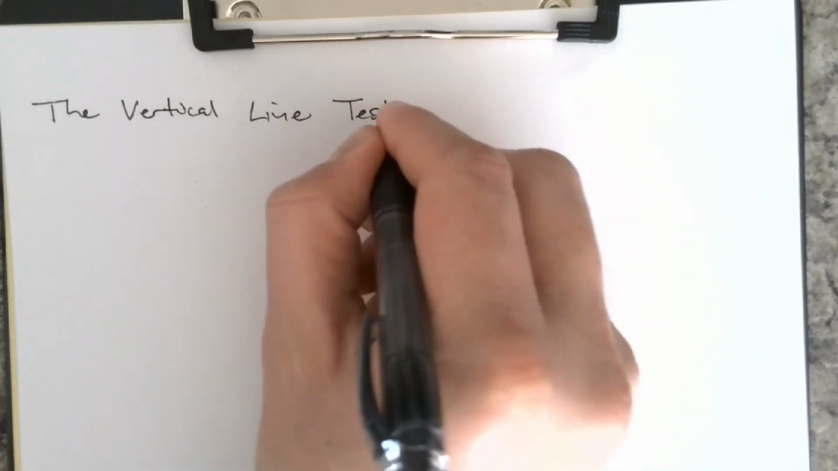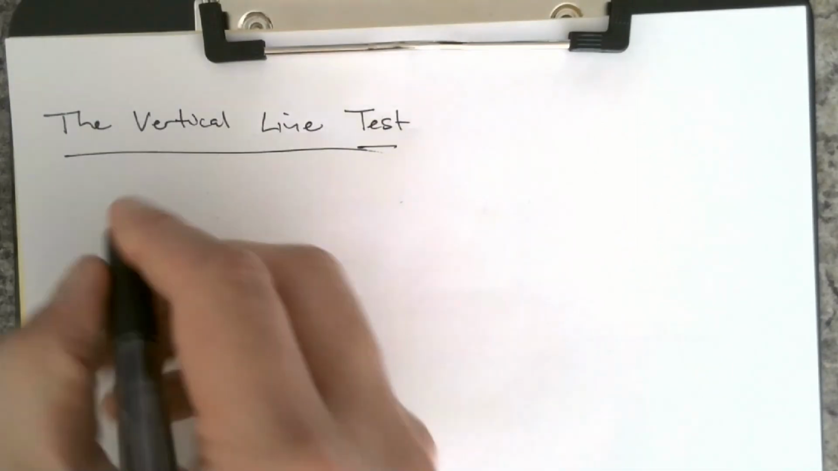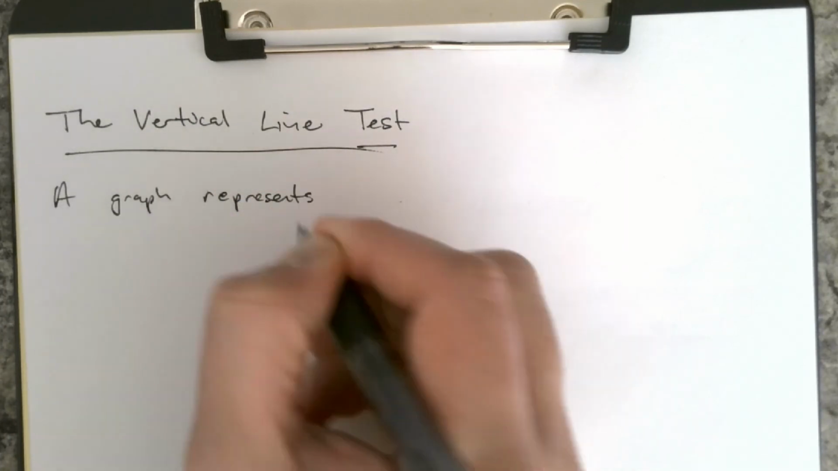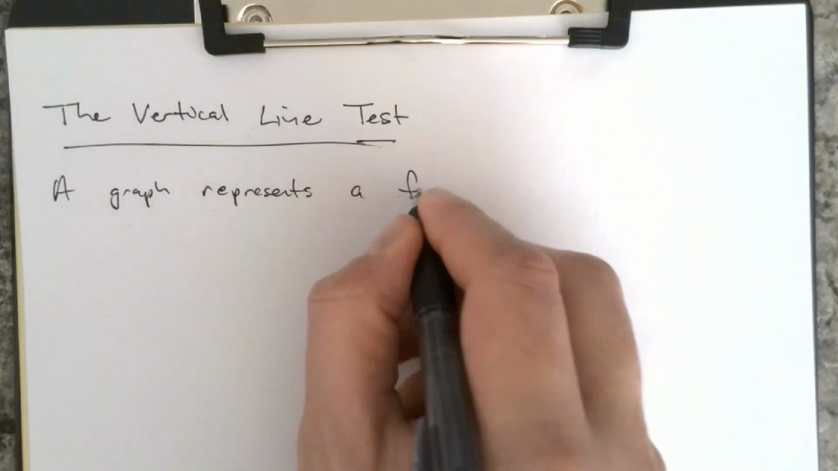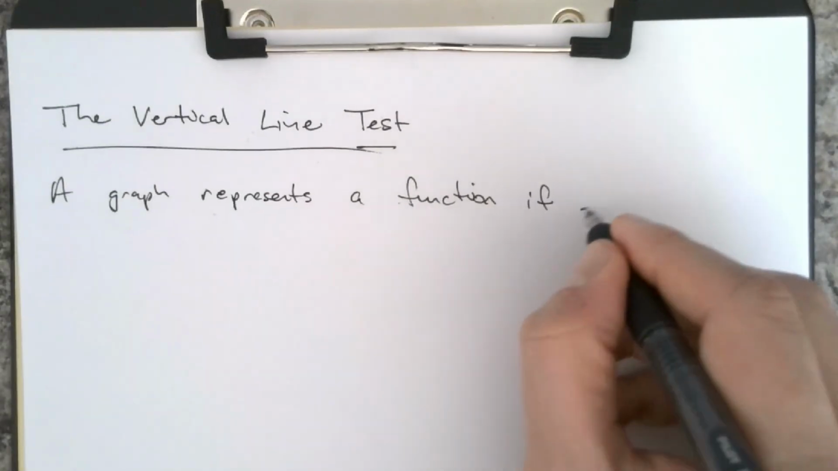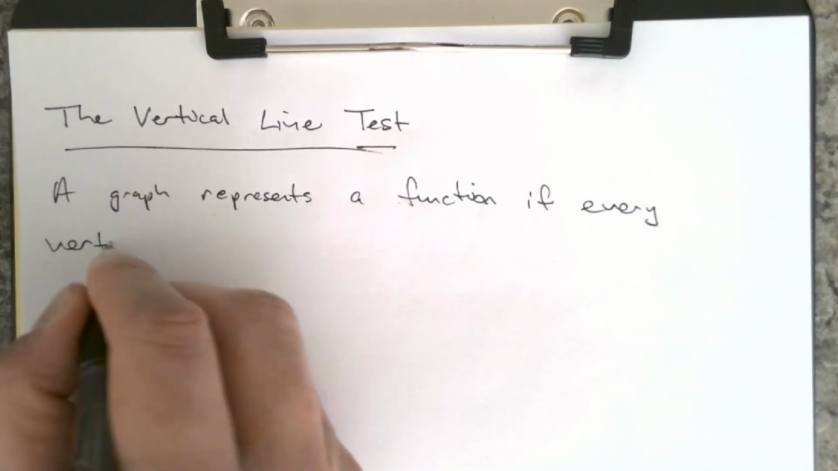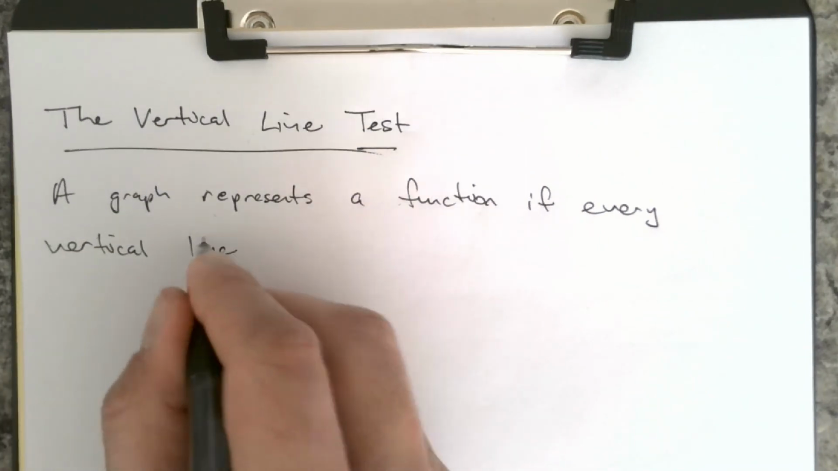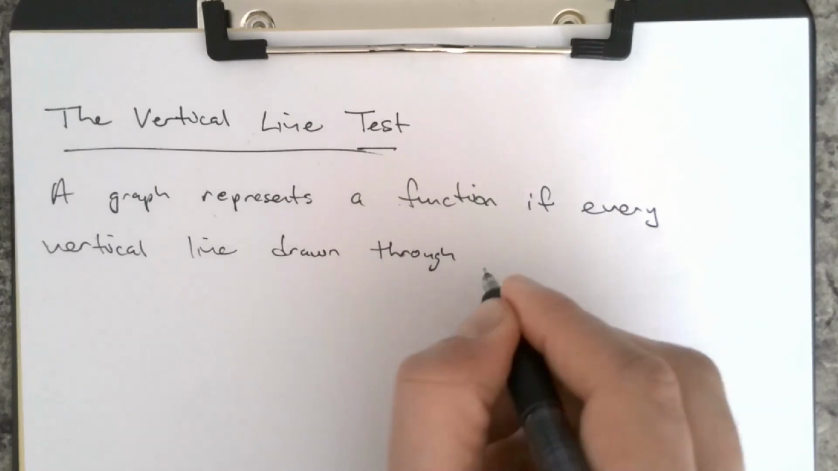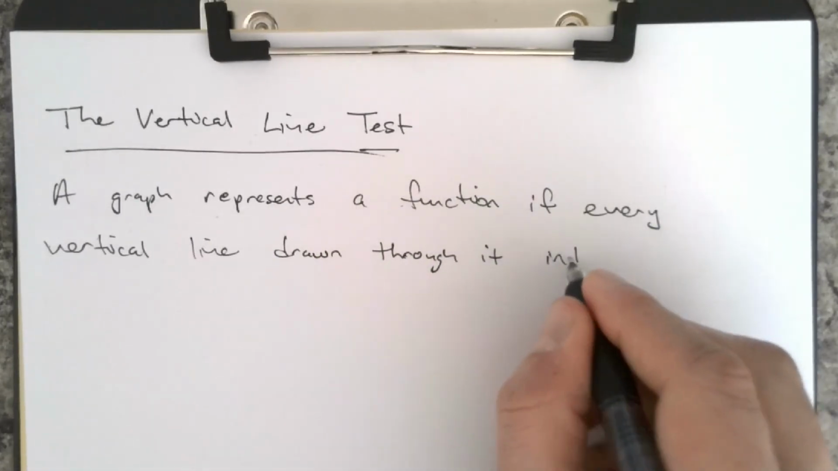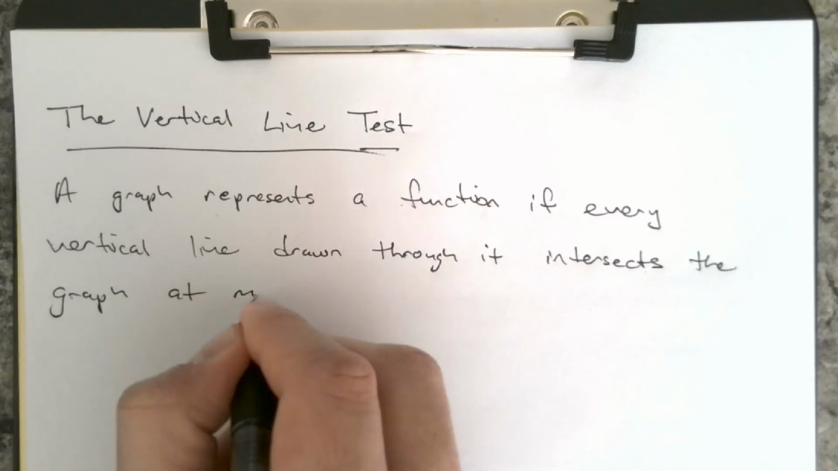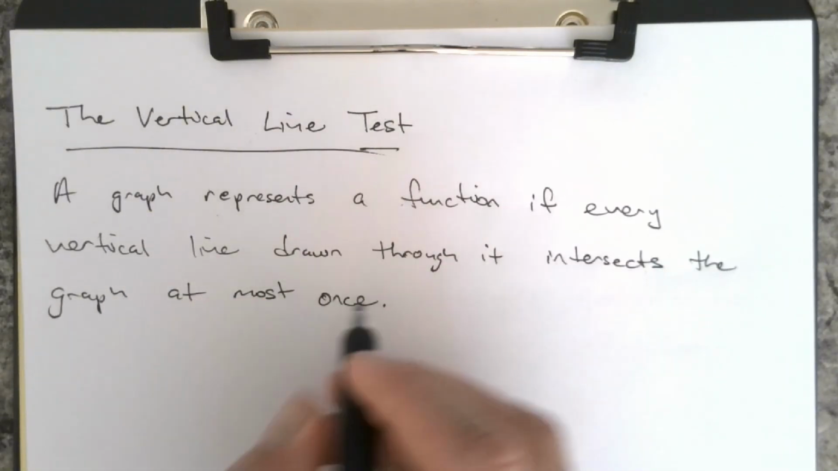The vertical line test tells us a graph represents a function if every vertical line drawn through it intersects the graph at most once.